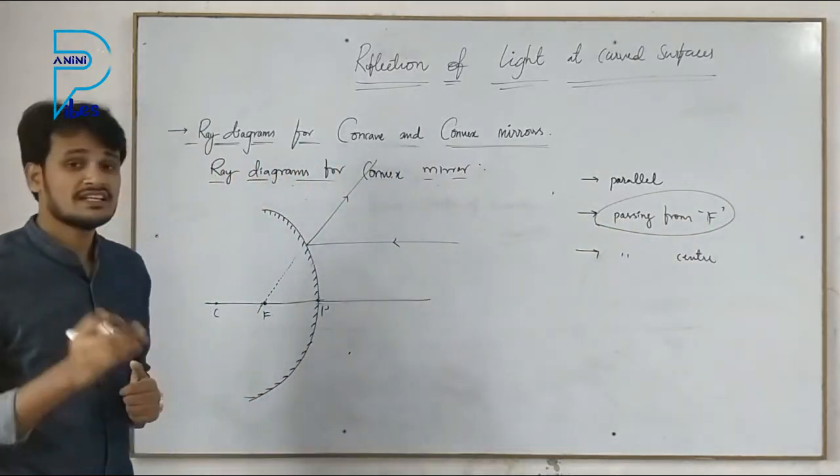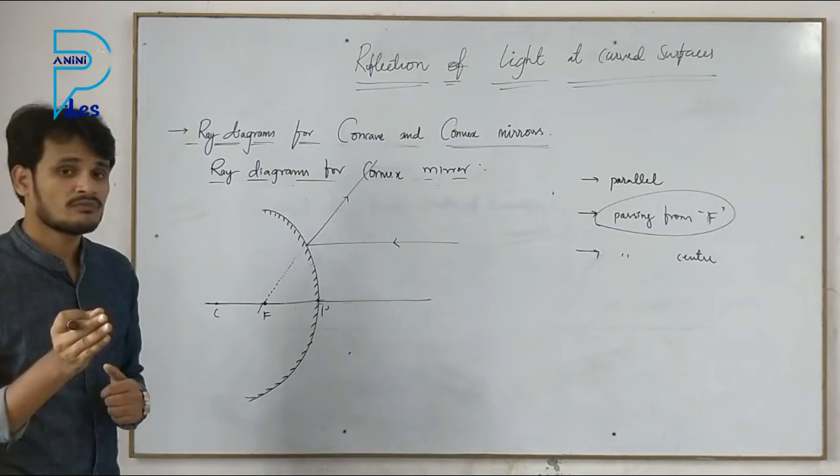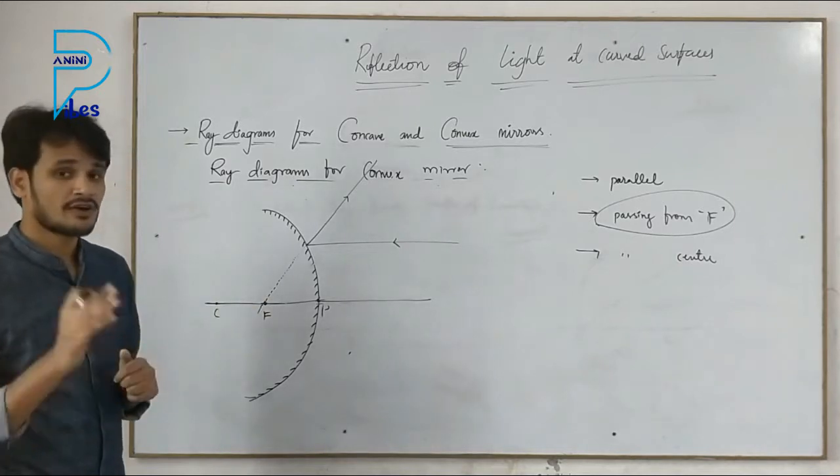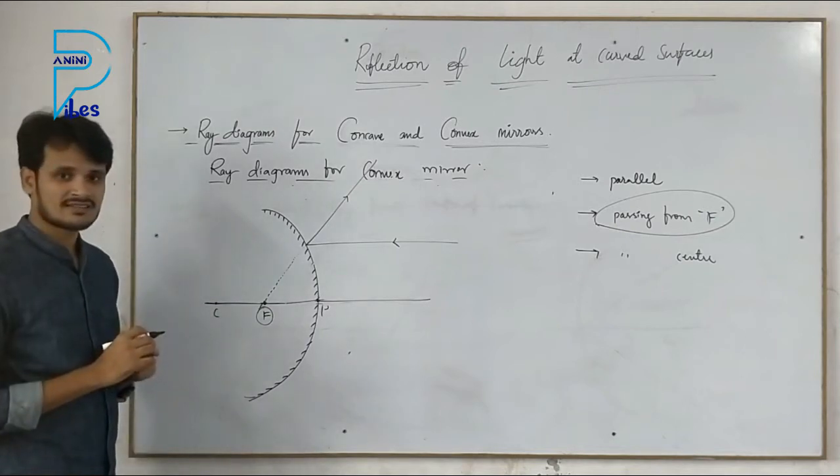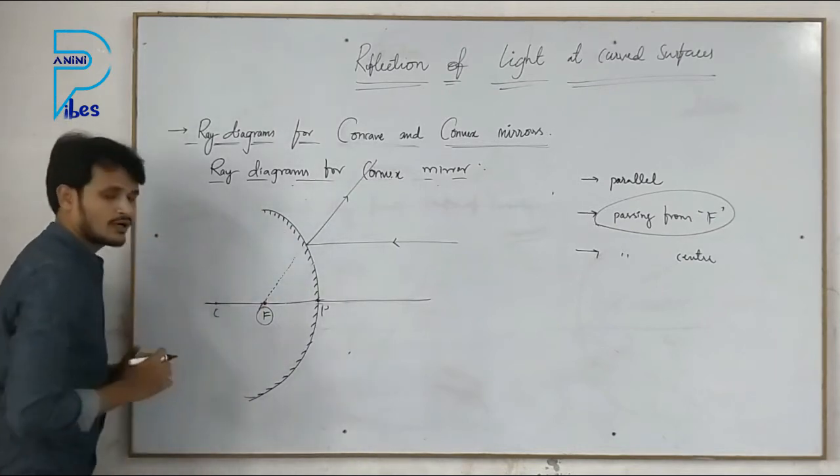And the second thing is passing through F. How is it possible for an incident ray to pass through F on a convex mirror? Why? Because here the focus lies at the area that is coated.